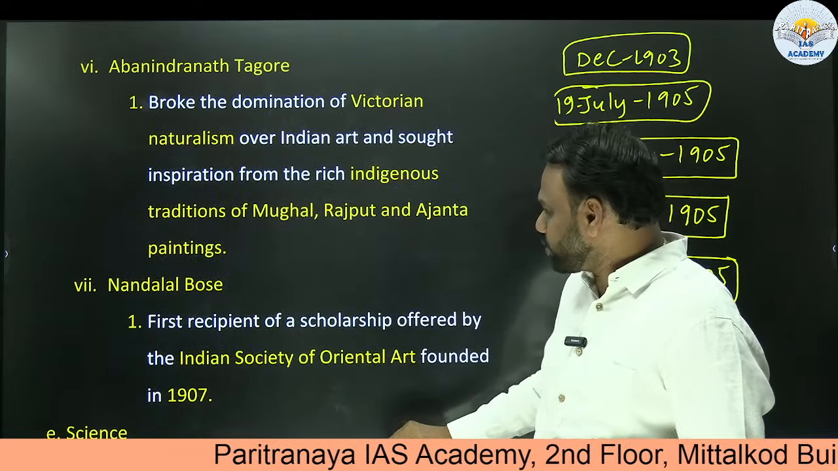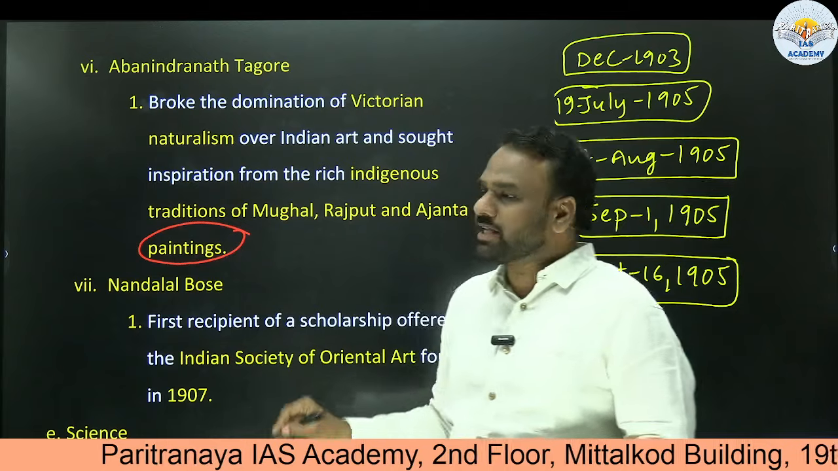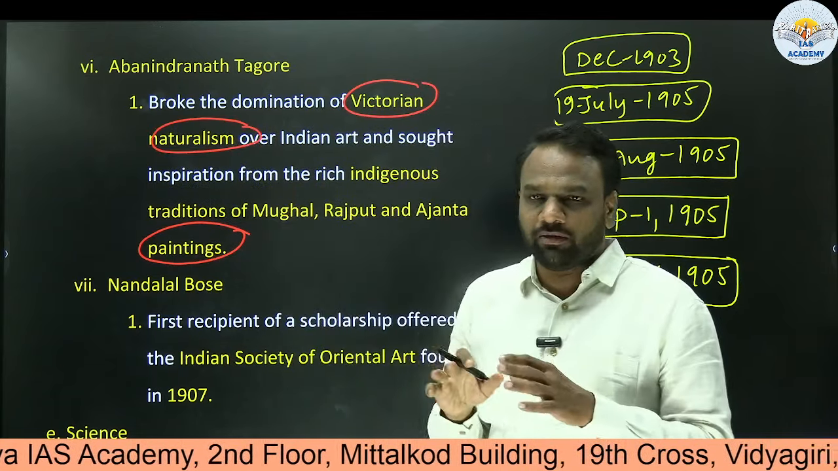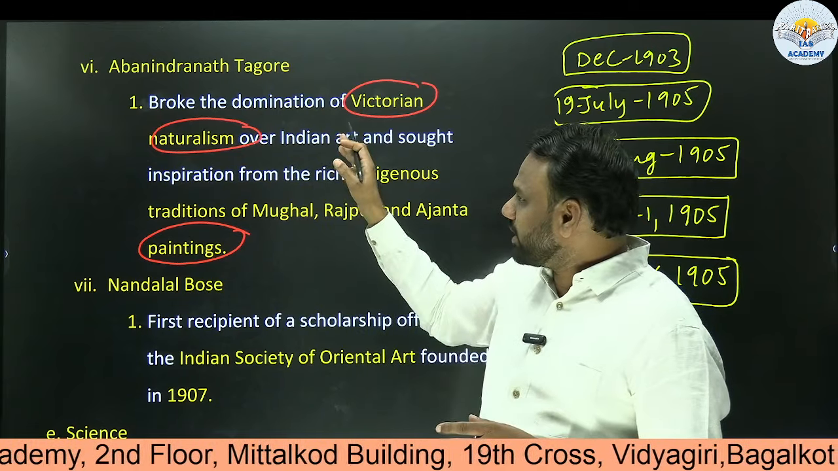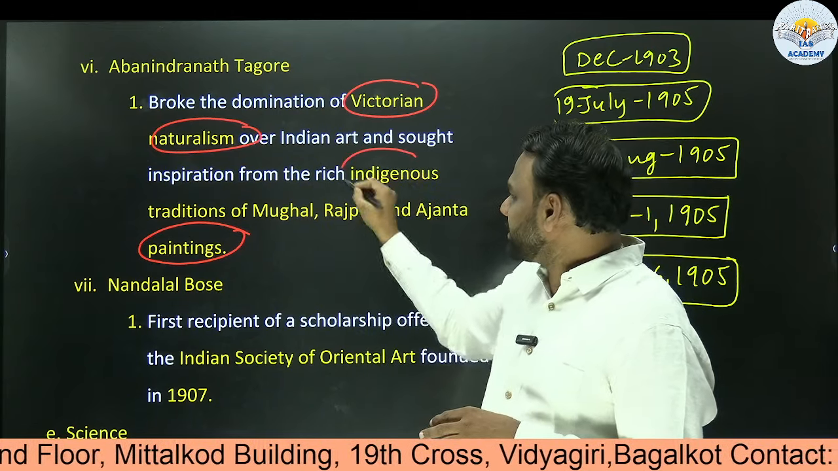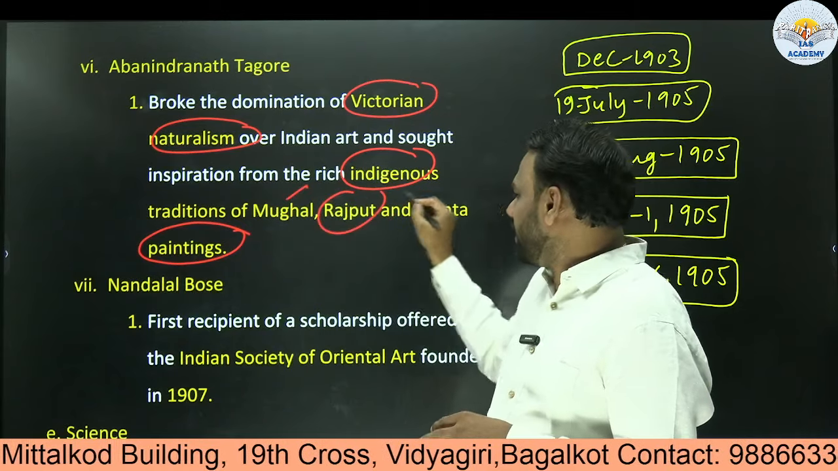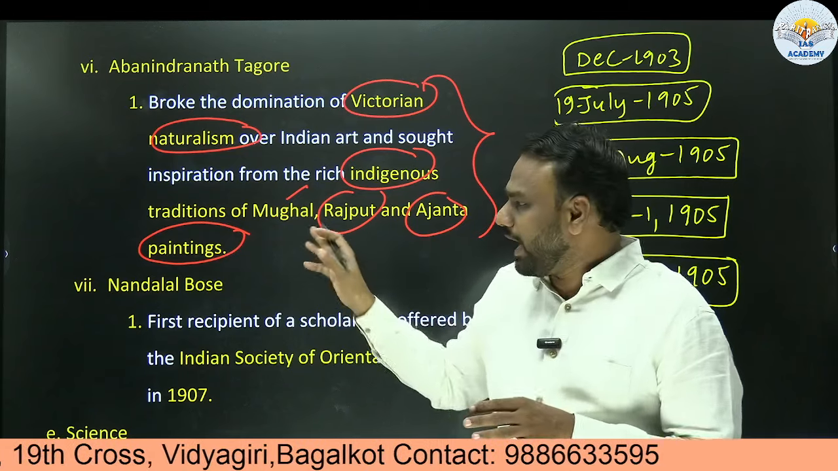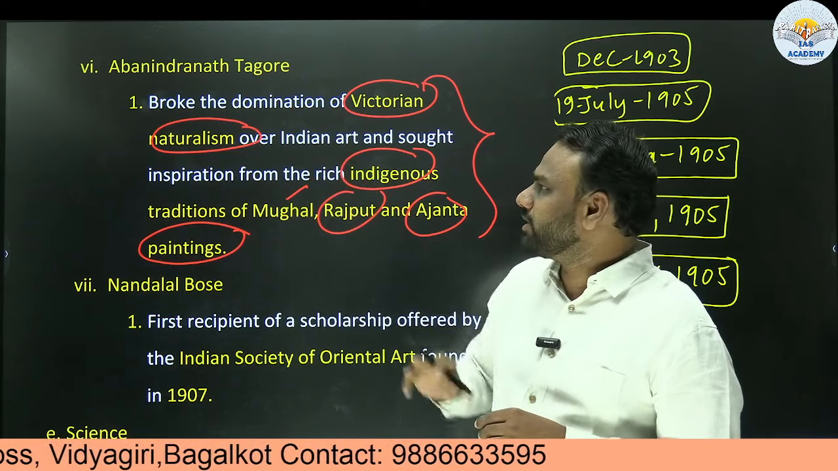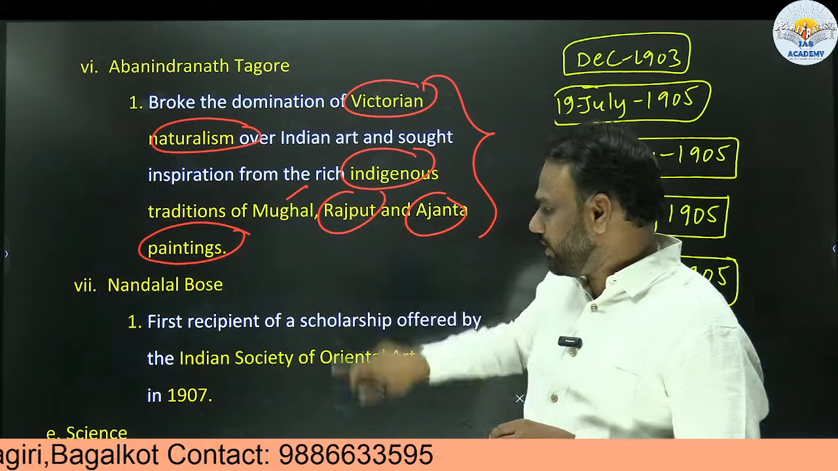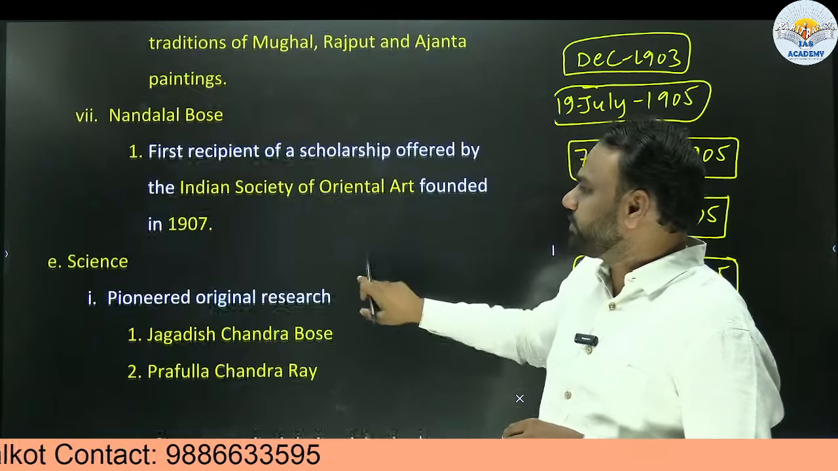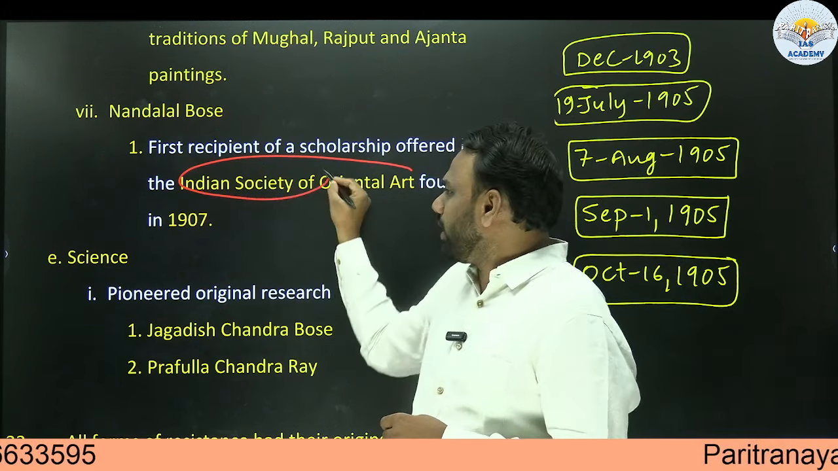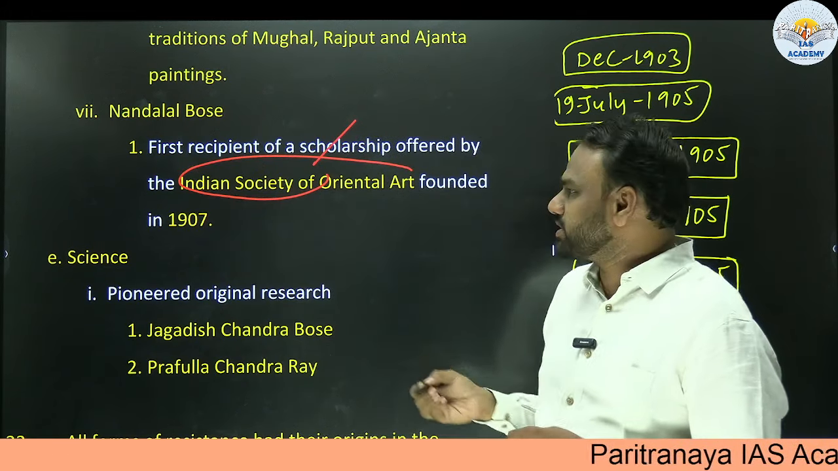Next, Abanindranath Tagore. When it comes to paintings, there was a domination of Europe, or Victorian nationalism was the dominating theme. But Abanindranath Tagore introduced indigenous themes. It may be from Mughals or Rajputs and Ajanta. This also indicates the type of Swadeshi themes that we were introducing in art, especially paintings. Here Abanindranath Tagore's name stands out. Important. Next, Nandalal Bose, first recipient of a scholarship offered by Indian Society of Oriental Art. Again, this question can be asked: who was the first person to receive such a scholarship?